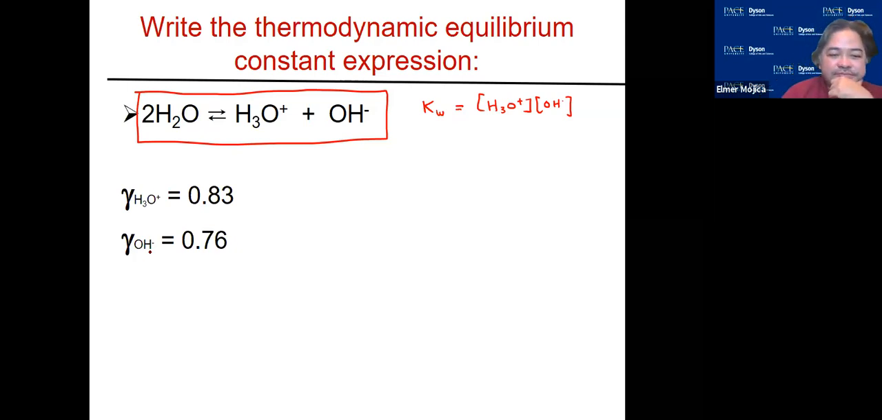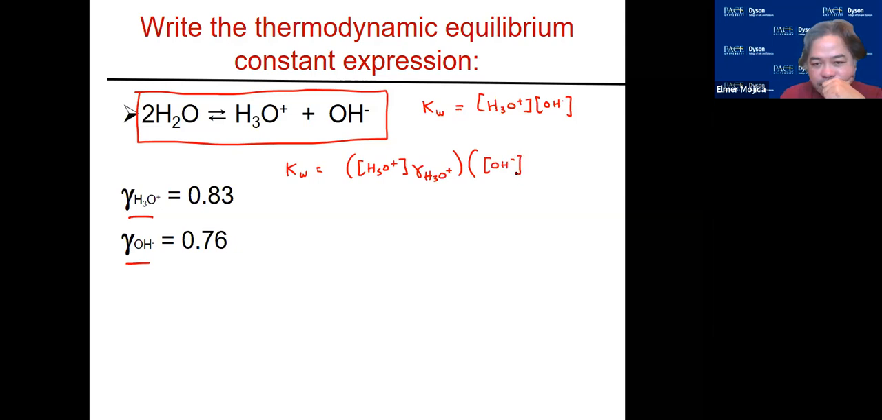So we have here the activity coefficients. If we're going to replace this with the numbers that we have, how are we going to write this? KW is equal to the concentration of H3O plus times the activity of H3O plus, right? Times the concentration of OH minus times the activity of OH minus.